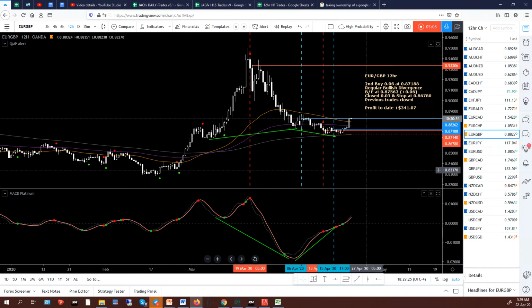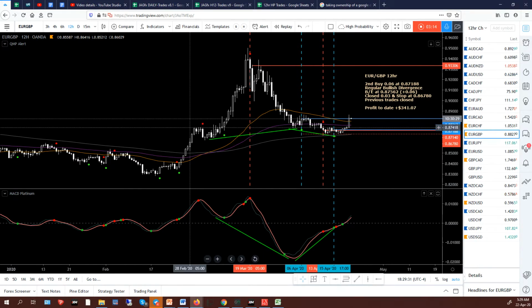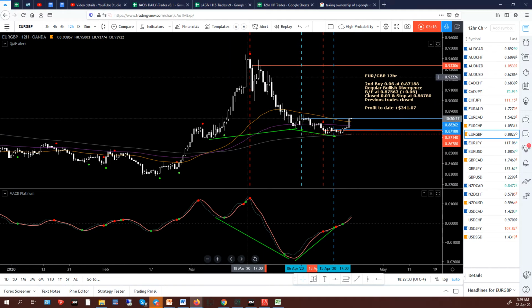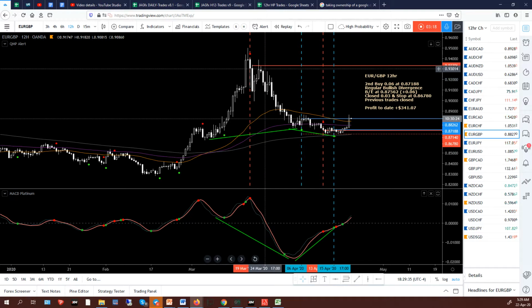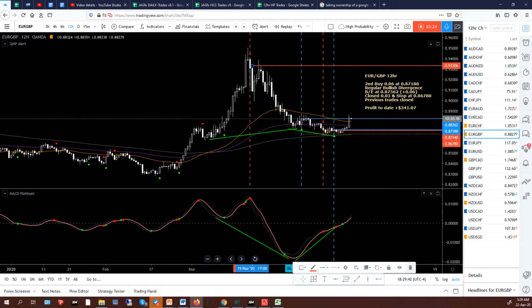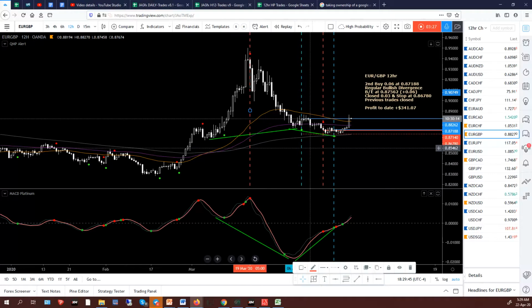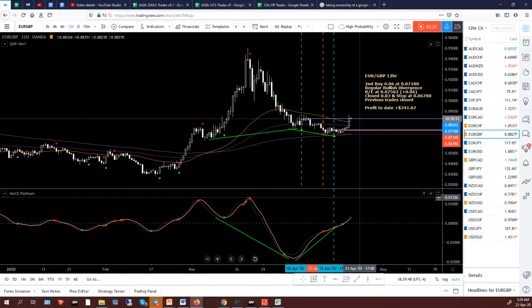Euro Pound. I've just left all my lines on the chart here. I was in a sell back here, which was a mixture of a sell, buy, and a sell. I've already closed part. And this morning I've closed the rest of that. So that sell's no longer in play. So I just leave the lines in play to show you where the trades were. So I took a nice profit on that.